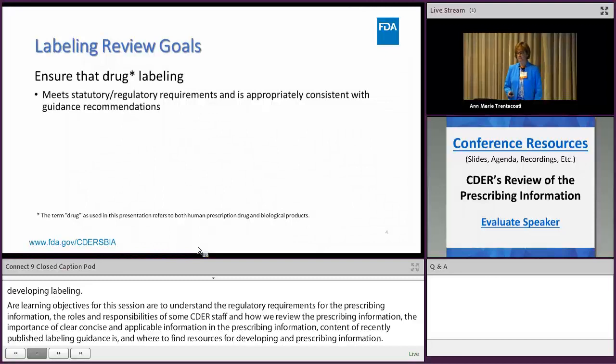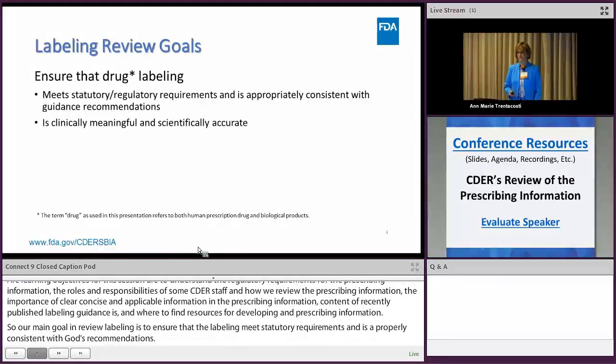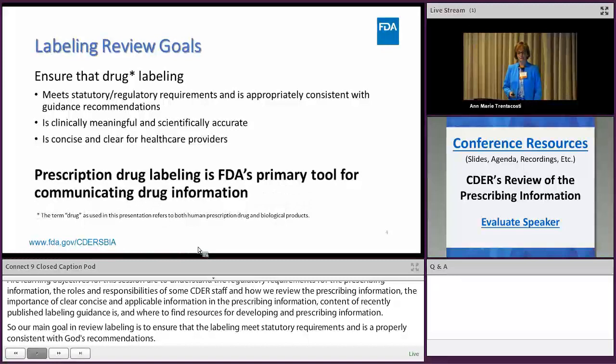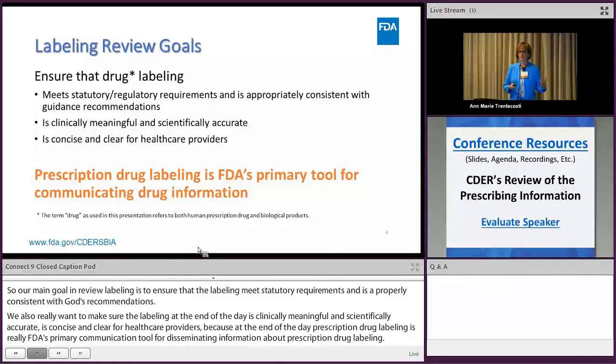So our main goal when we review labeling is to ensure that the labeling meets statutory requirements and is appropriately consistent with guidance recommendations. We also really want to make sure that the labeling at the end of the day is clinically meaningful and scientifically accurate, and is concise and clear for healthcare providers. Because at the end of the day, prescription drug labeling is really FDA's primary communication tool for disseminating information about prescription drugs. In fact, when we train internally, we tell reviewers, your review is very important, but at the end of the day, how we communicate that information to stakeholders is maybe even more important.